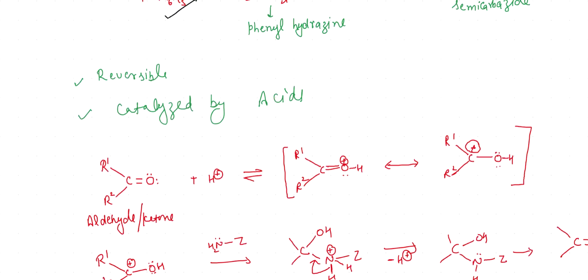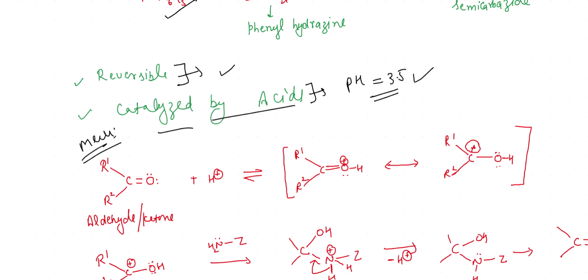The second one is that this reaction is catalyzed by acids. So the pH used in this reaction should be around 3.5. I will tell you later why the pH should be 3.5. First of all, let us just discuss this mechanism.